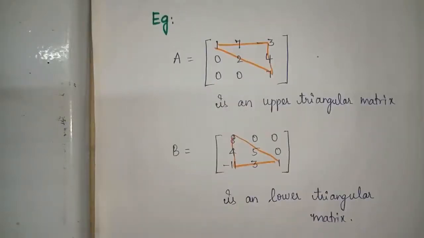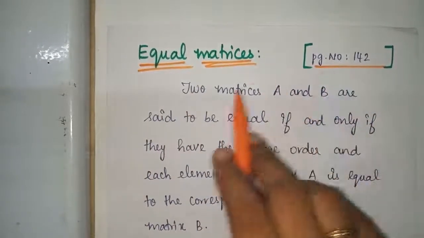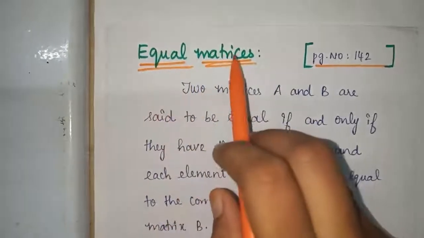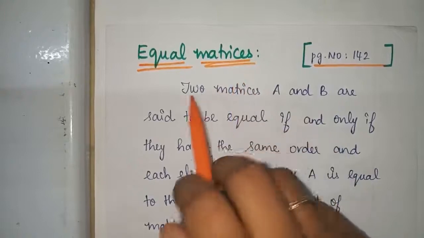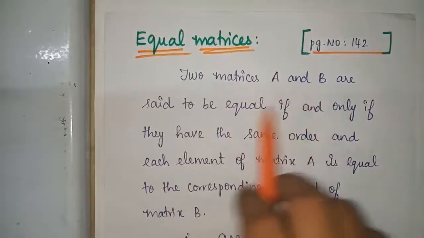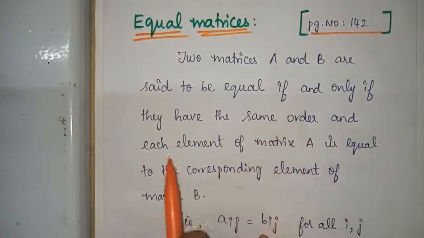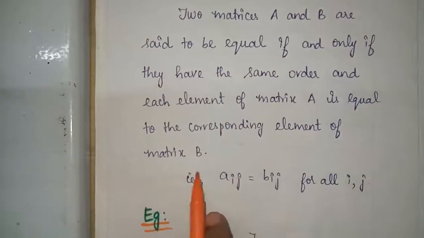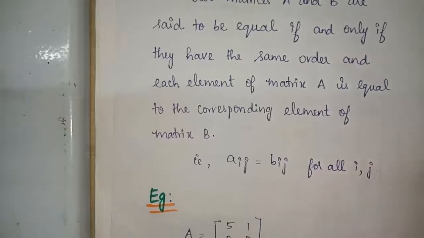Up to this, we are finishing the types of matrix. Next one is equal matrix, which is in page number 142. From the word itself, you can understand the two matrices are same, the values are same in the same position, then it is called an equal matrix. Two matrices A and B are said to be equal if and only if they have the same order and each element of matrix A is equal to the corresponding element of matrix B. That is, Aij is equal to Bij for all i and j.